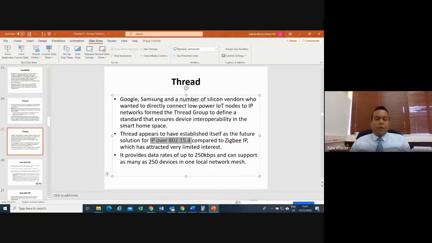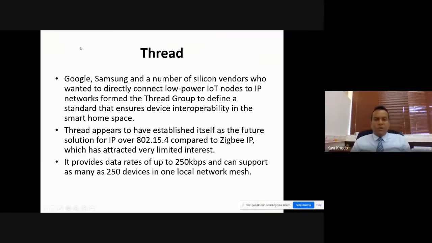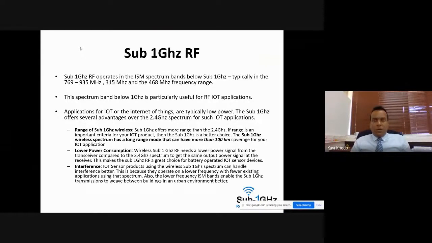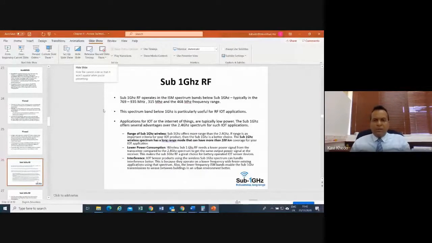It provides data rates of up to 250 kbps. So not a high data rate, but we don't require a high data rate anyway for IoT systems, and it can support around 250 devices in one network. You can extend it by having other networks as well. Okay, so this is Thread. I think we will have time to tackle the next one as well. Let me check. Okay, we have time to proceed to this one as well.